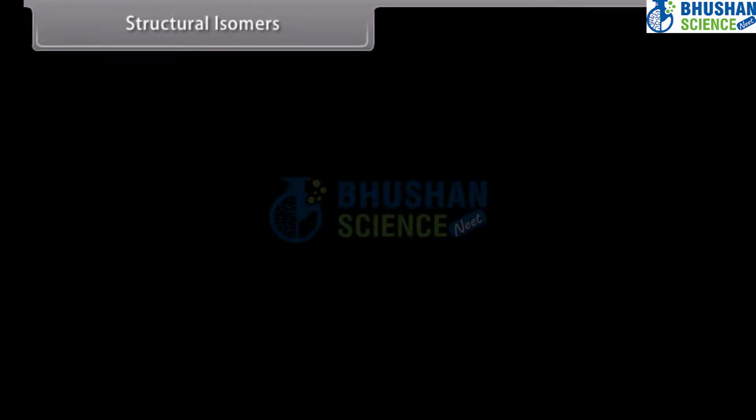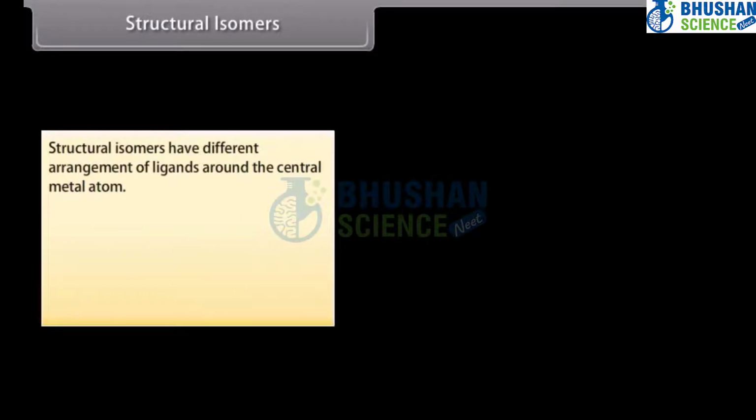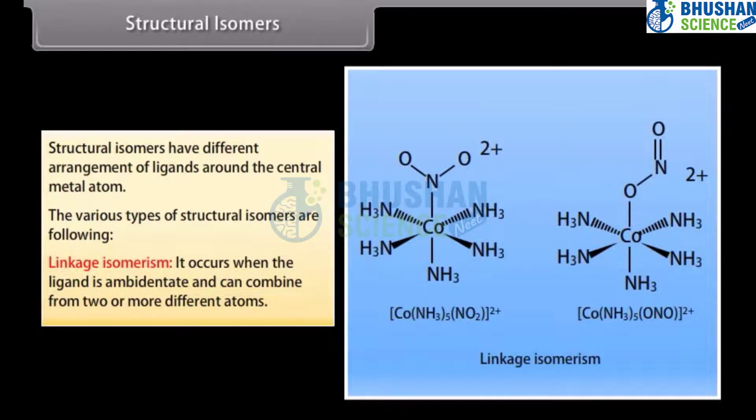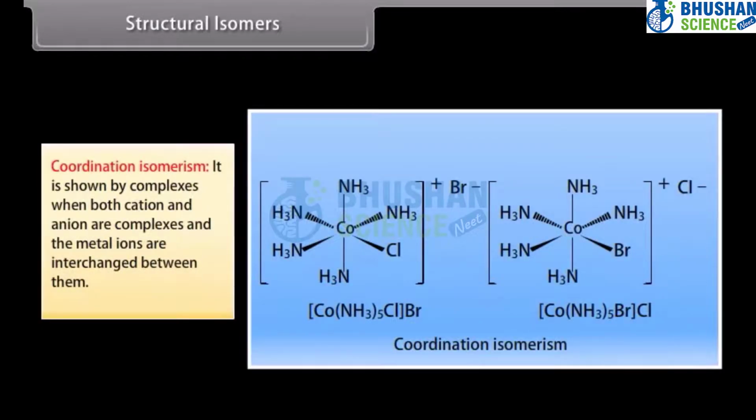Structural isomers. Structural isomers have different arrangement of ligands around the central metal atom. The various types of structural isomers are the following. Linkage isomerism. It occurs when the ligand is ambidentate and can coordinate through two or more different atoms. Coordination isomerism. It is shown by complexes when both cation and anion are complexes and the metal ions are interchanged between them.